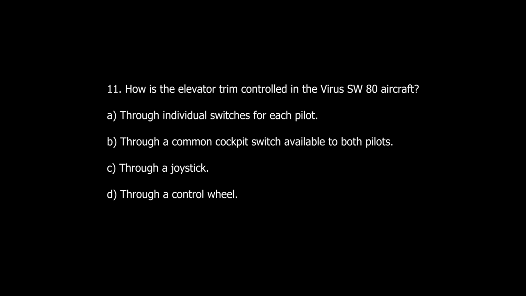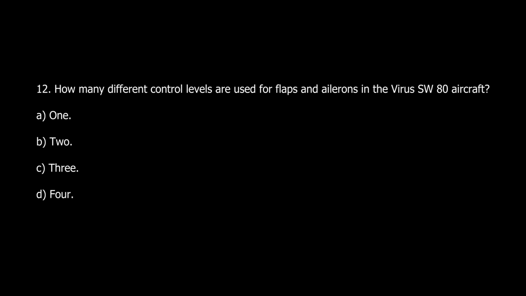Question number 11. How is the elevator trim controlled in the Virus SW-80 aircraft? A. Through individual switches for each pilot. B. Through a common cockpit switch available to both pilots. C. Through a joystick. D. Through a control wheel.